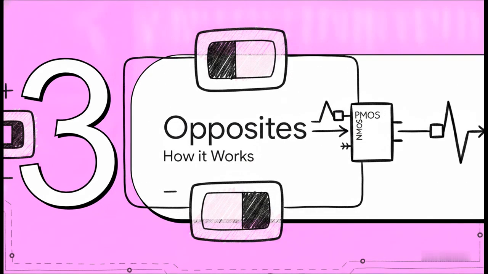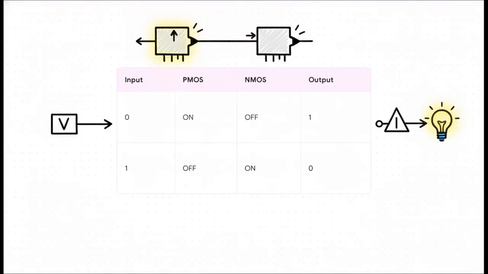Section 3. The dance of opposites, how it works. Because PMOS and NMOS have these totally opposite characteristics, feeding them the exact same input makes them react, well, inversely. If the input is a 0, the PMOS wakes up and turns on, while the NMOS stays completely off. The result, you get a 1 at the output. Flip that input to a 1, and the PMOS shuts off, the NMOS turns on, and the output drops down to a 0.